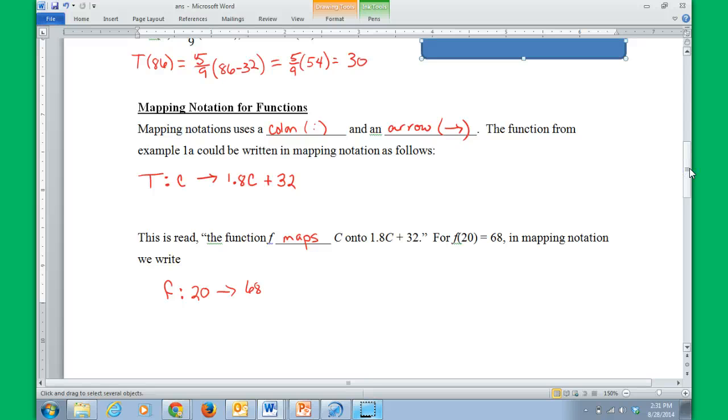Mapping notations. Mapping notations use a colon and an arrow. The function from example 1a can be written in the mapping notation as follows. T colon c, arrow 1.8c plus 32. It means the exact same thing as how it was written before. So these two can really be interchanged. I could say T of c like it was before.